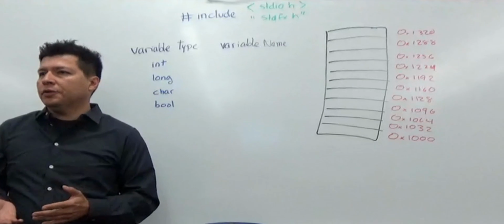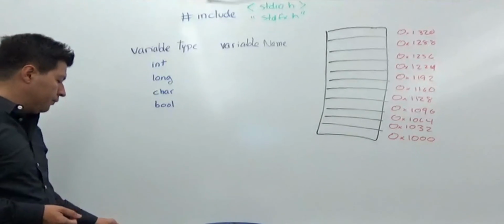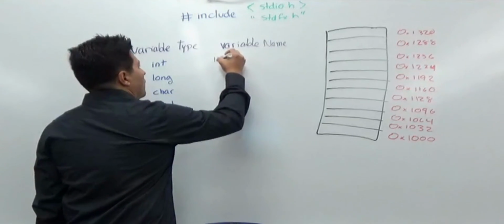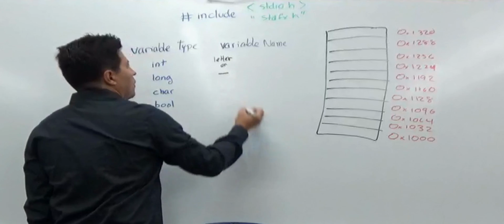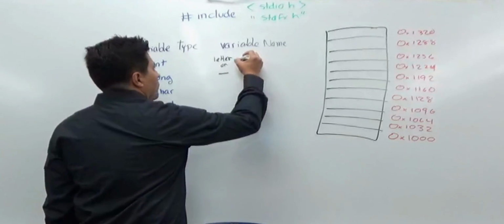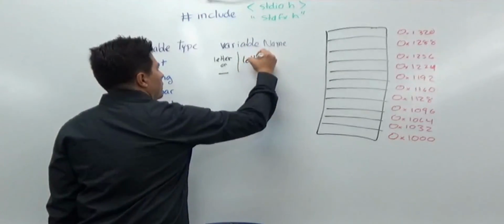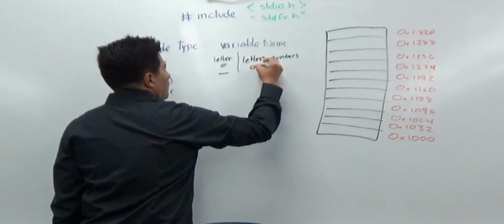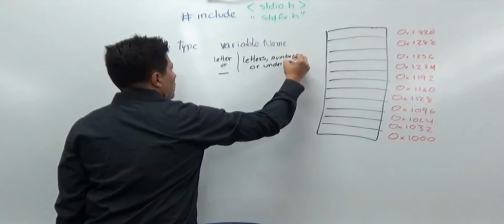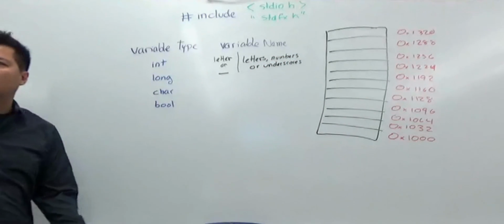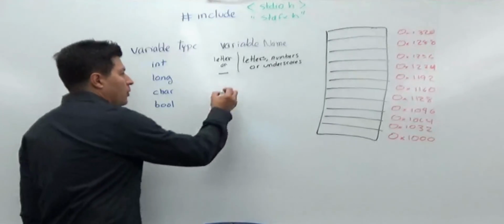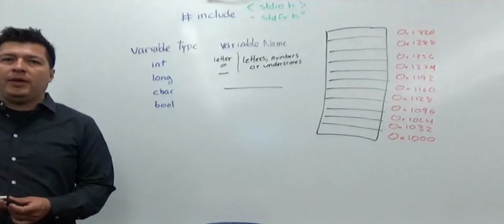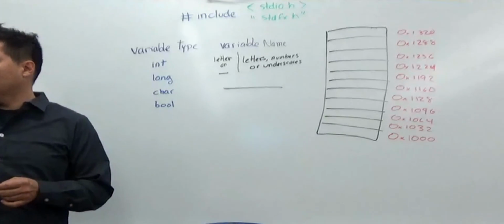It's alphanumeric and underscores. So first character is letter or underscore followed by letters, numbers, or underscore. So technically you could have a variable name like that, but that will not be very useful for you later.